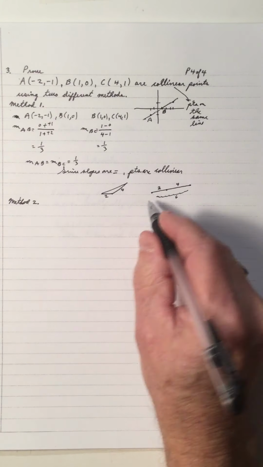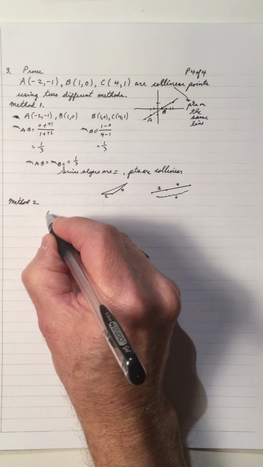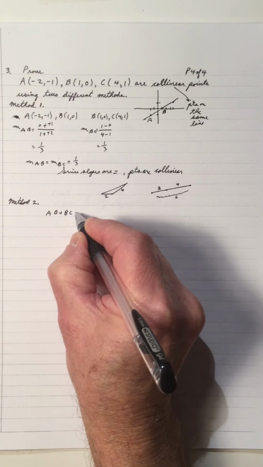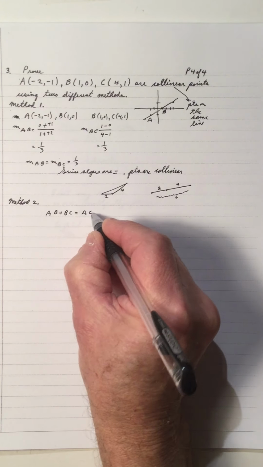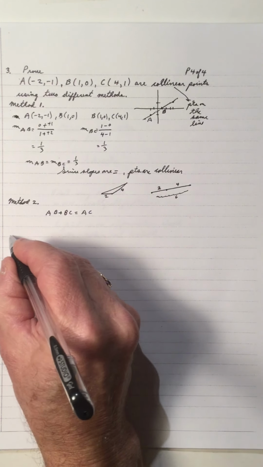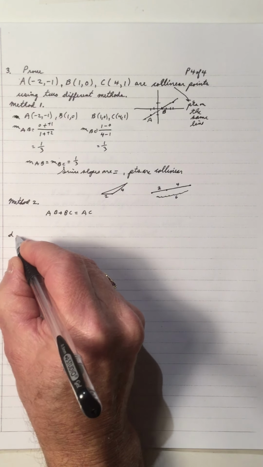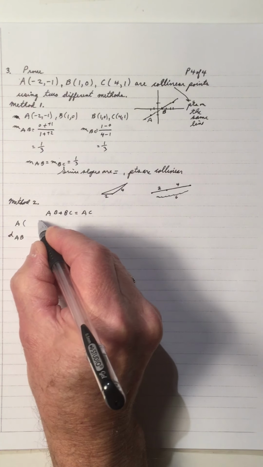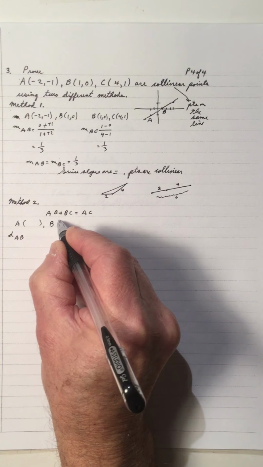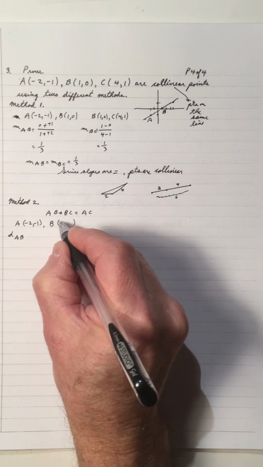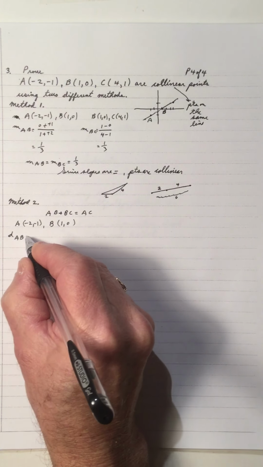So the second method I'm going to do is to say I'm going to take AB and add on BC, and it should be the same as AC. So I'm going to do it according to the lengths. So I'm going to get the length of AB. So A and B. A is -2, -1, and B is 1, 0.